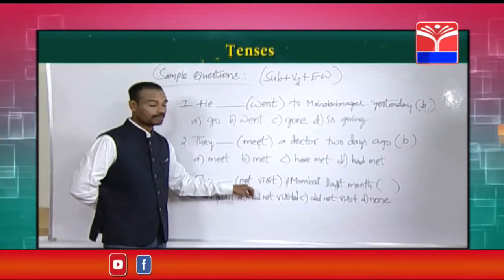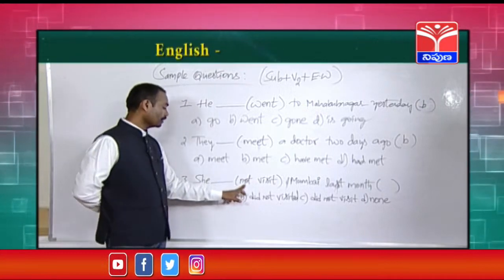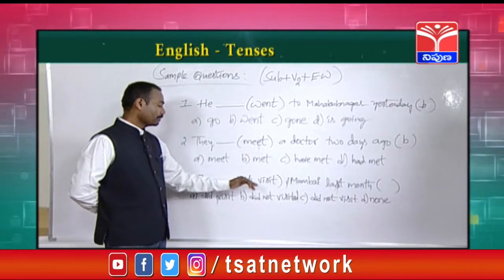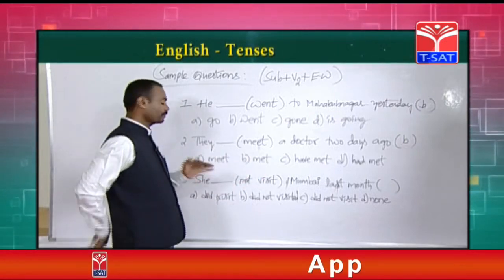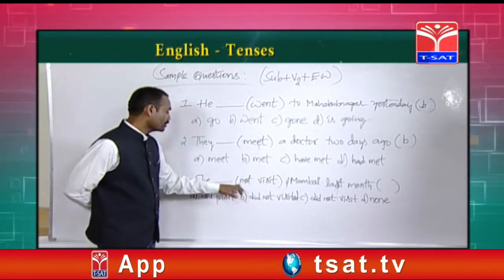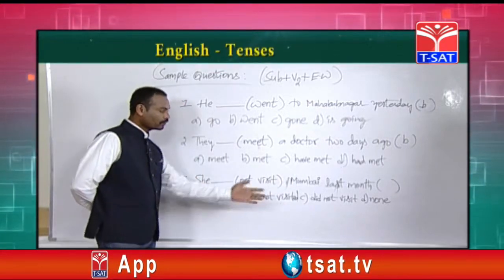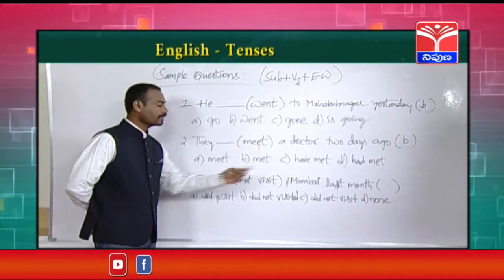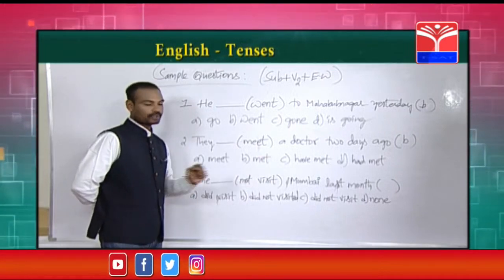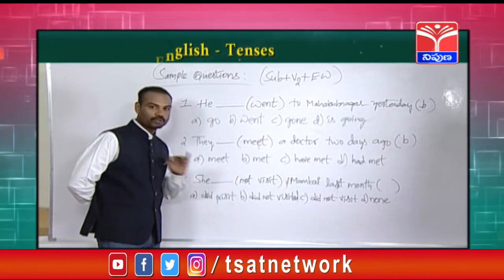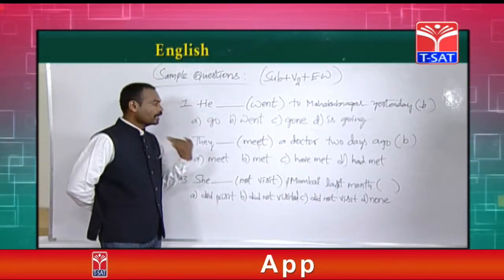Not is mentioned under the bracket. So whenever you find not in the bracket, you can think that it has been given as a negative, right? So: She dash not visit Mumbai last month. Before going to catch the answer, again find the tense. Last month is the keyword. With the help of that keyword, we can find out that it is simple past. Okay, fine. You came to know the name of the tense.